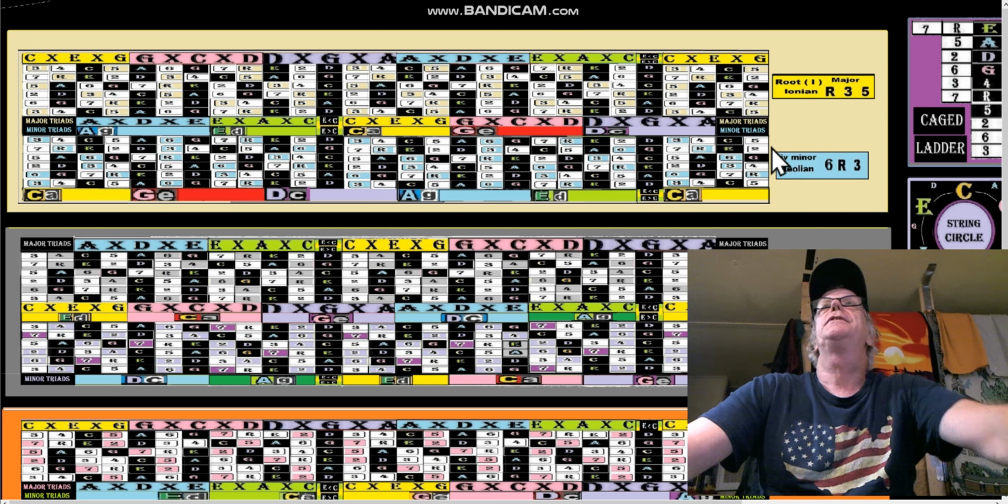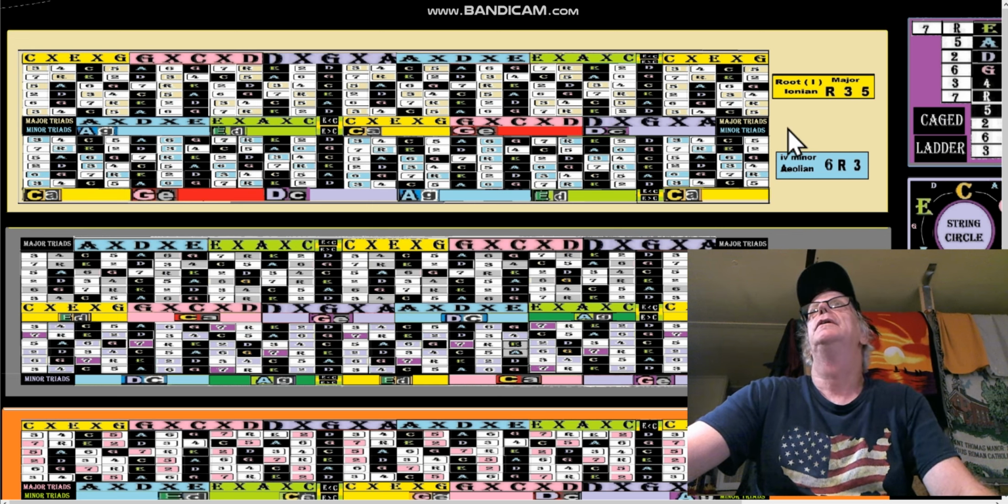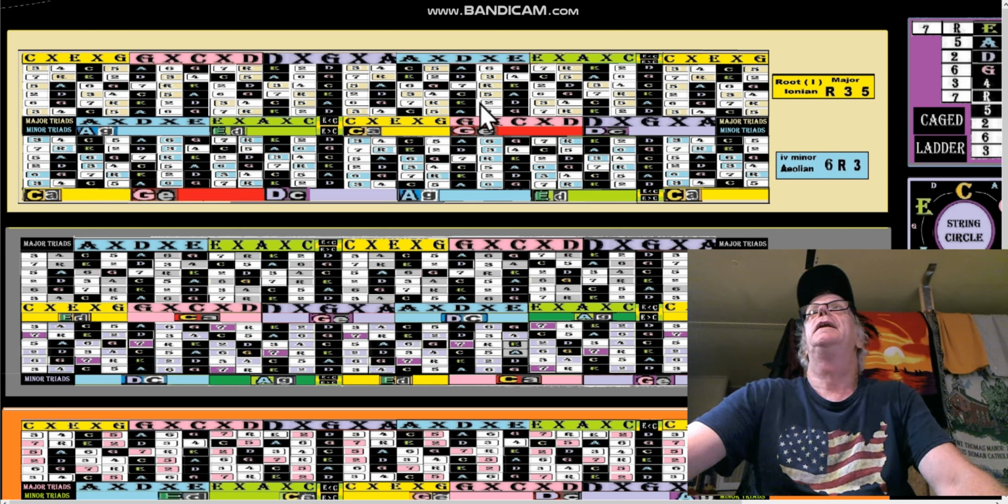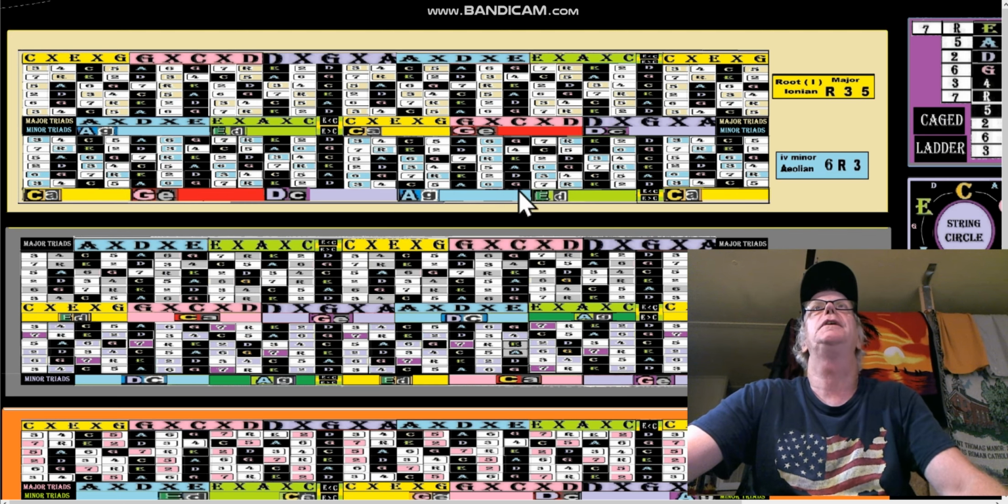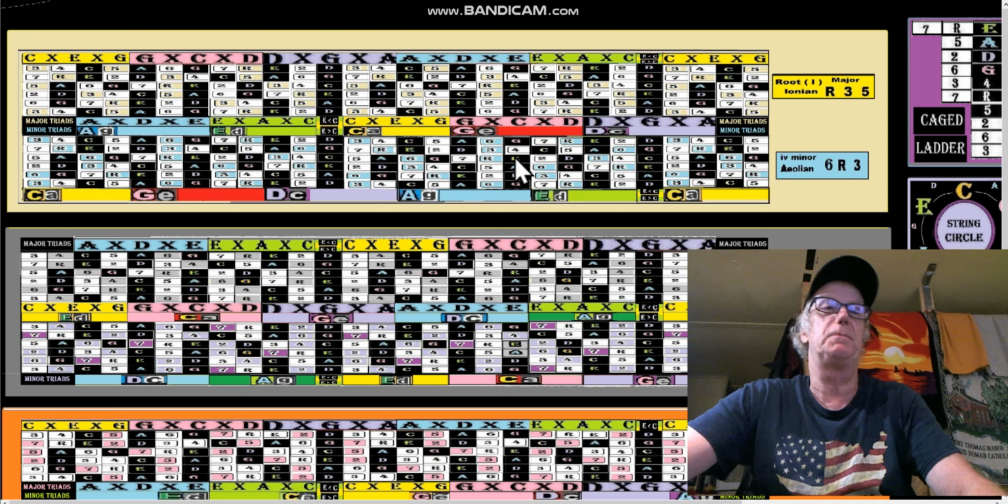So let's look at today's chart. Now that I'm thoroughly exhausted and kind of aggravated that I got dragged into trying to play a couple of things and I couldn't even play my C minor shaped arpeggio.